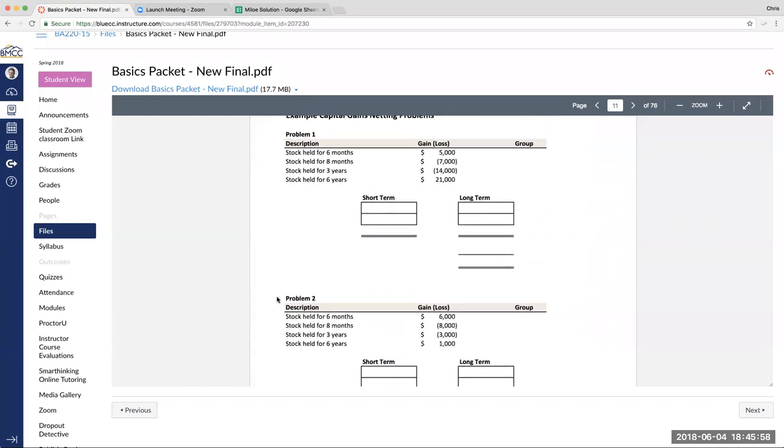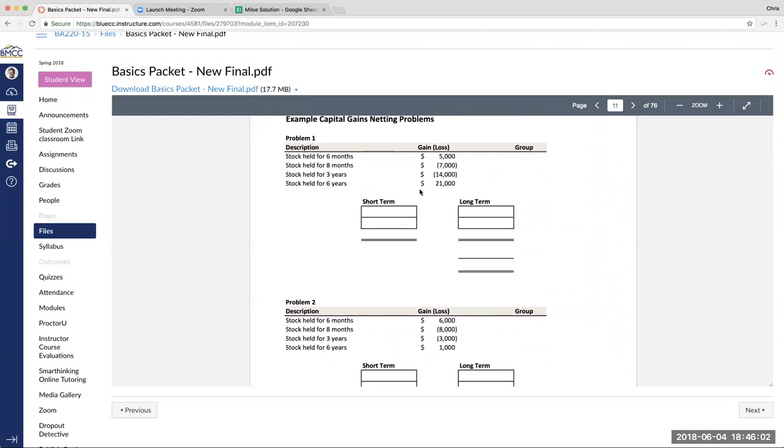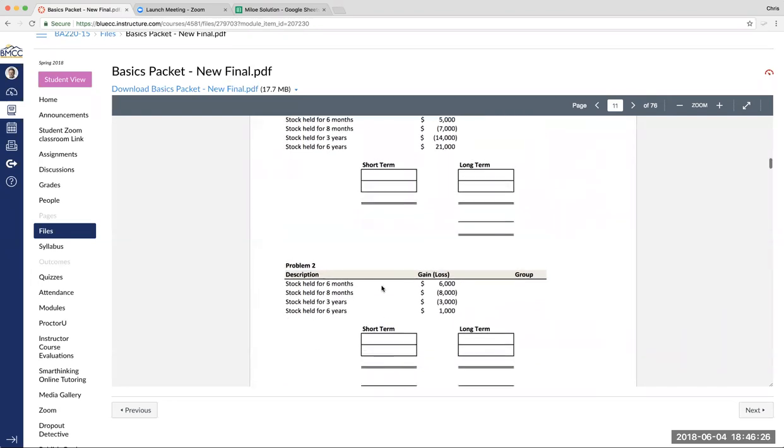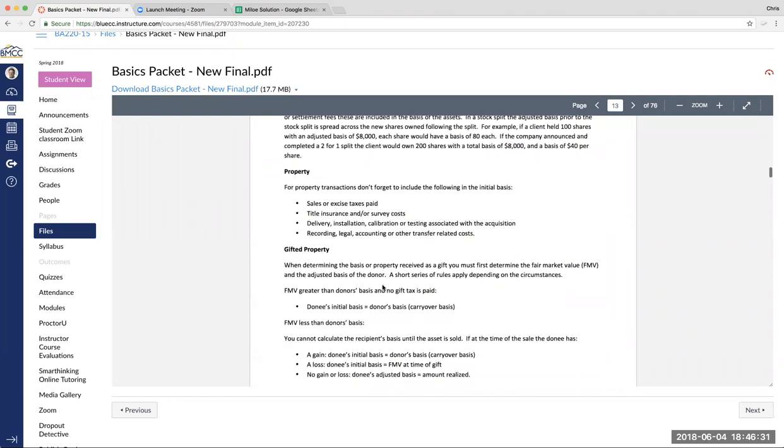Since you've already done this, I'll spare you the jumping through the problems here, but this is a fun little worksheet. You can see here are two short-term ones, so we would put the 5 and the 7 here, and we'd be -2. And then here are two long-term ones, we'd put the 14 and the 21 there, which would be +7. -2 and +7 would leave us +5, and that would be a long-term +5, so it would be taxed at 15% or 0.